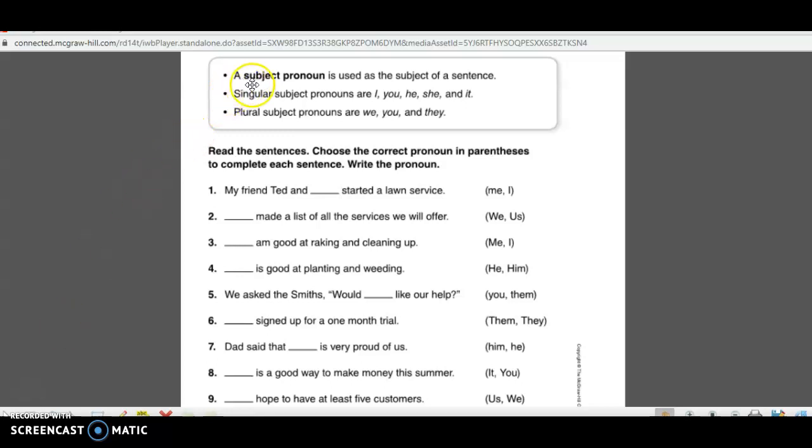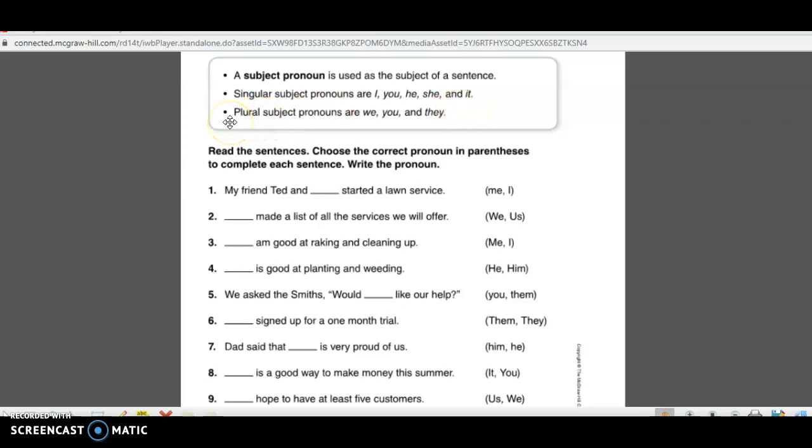Okay, we're going to talk about subject pronouns. A subject pronoun is used as the subject of a sentence. So when we have a singular subject pronoun, remember that singular means one, we can use the pronouns I, you, he, she, or it. These are our singular subject pronouns.